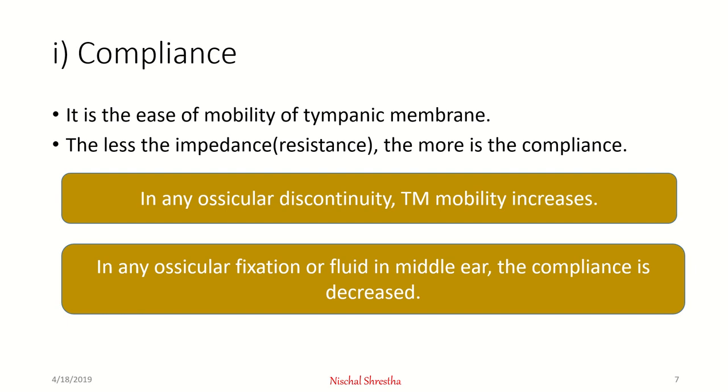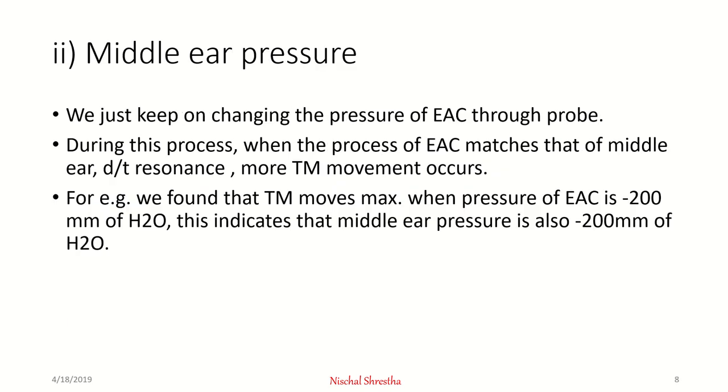In any ossicular discontinuity, tympanic membrane mobility increases. The ossicular chain keeps the tympanic membrane intact. When discontinuity occurs in this ossicular chain, then the TM becomes more mobile, more free, so its mobility increases. And in cases of ossicular fixation or fluid collection in the middle ear, that fluid opposes the movement of the tympanic membrane. So the compliance is decreased. Means when the mobility of the tympanic membrane decreases, we can say compliance has decreased.